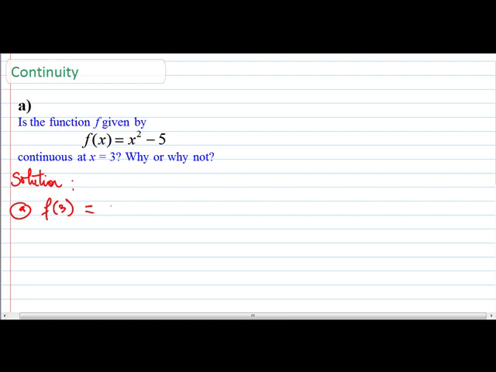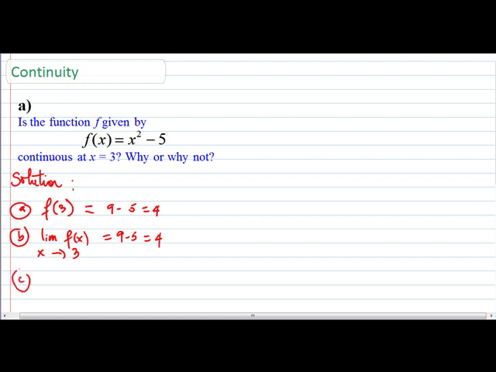So when x is 3, I have 9 minus 5 equal to 4. And part B, I have to find the limit of the function when x goes to 3. That means we have to find the limit of the function going to the left or to the right. However, you see that 3 is inside the domain of my function. So therefore, to find the limit of this function, all we have to do is put 3 inside here. I have 9 minus 4 minus 5, which is 4.